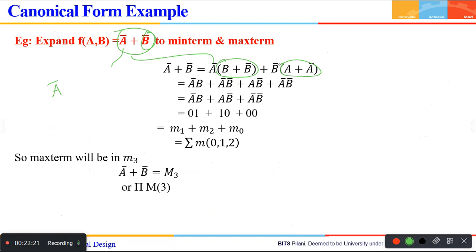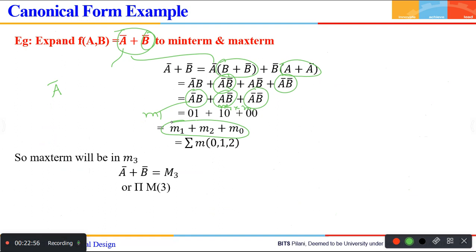Now, any simplification possible here? This is possible, right? A bar b bar, a bar b bar. What is a bar b bar plus a bar b bar? A bar b bar only, right? So now you will have a bar b, a b bar and a bar b bar, okay? Now what is this, tell me? This is M1, right? What is this? This is M2. What is this? M0. See here, it's written as M1 plus M2 plus M3.